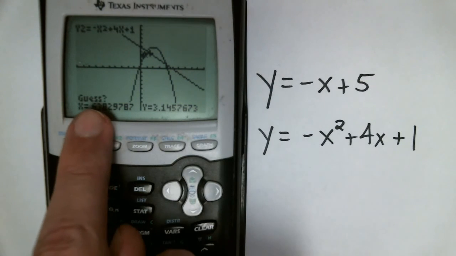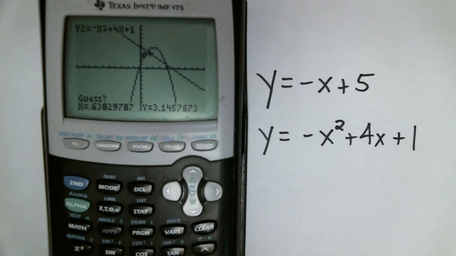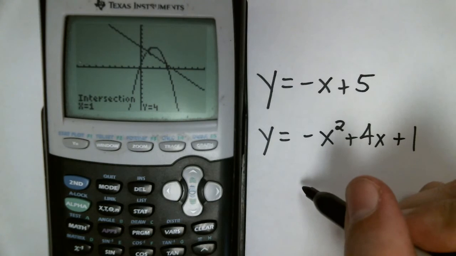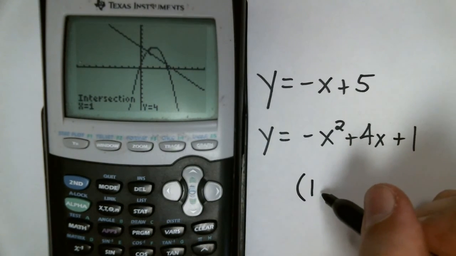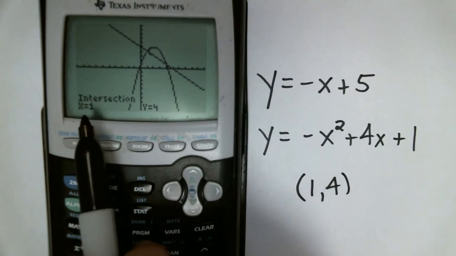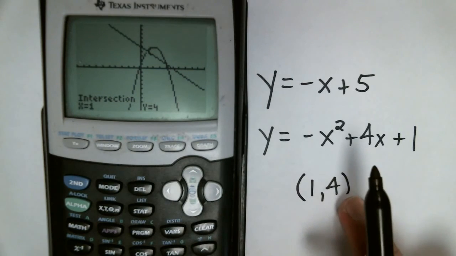And my calculator says, Mr. Manise, are you ready for me to guess? I'm ready for you to guess. Press enter a third time, and look at that. My calculator spits out the first intersection, okay? Now remember, 1 comma 4. So I'm looking at the x is 1, the y is 4. So my solution is 1 comma 4.